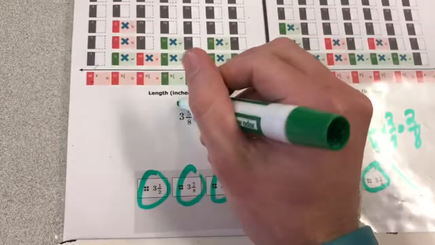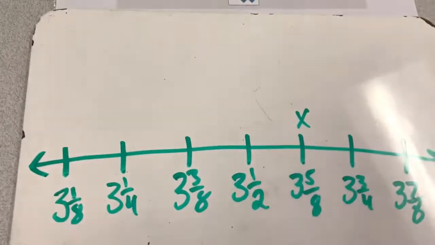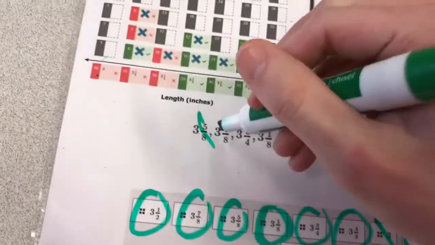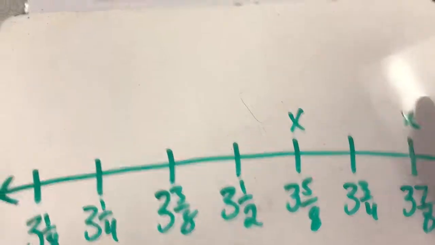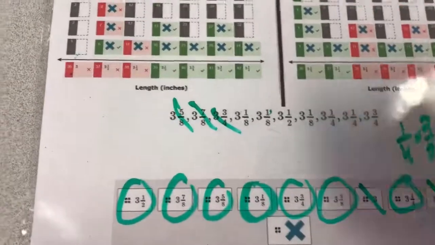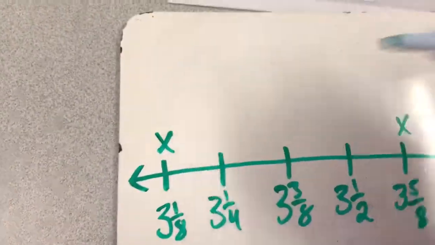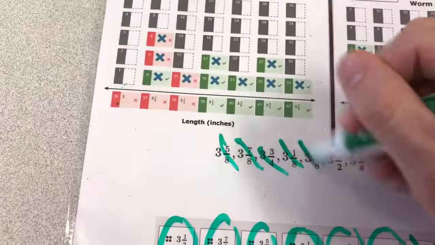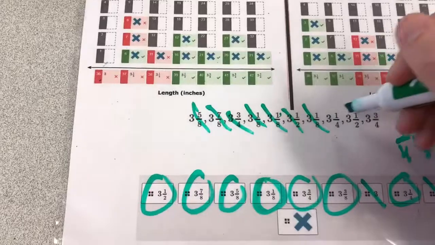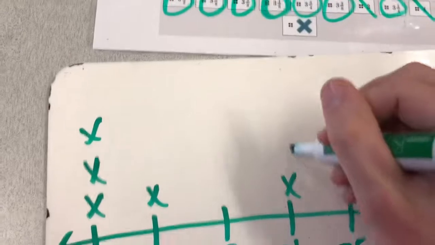So I know that I have a 3 5/8. And I'm just going to X them out every time that I use them. That way I know that I'm done with it. 3 7/8. And then I have a 3 3/4. And then I have a 3 1/8. I have another 3 1/8. I have a 3 1/2. I have a 3 1/8. I have 3 1/4. I have 3 1/2. And I have 3 3/4.